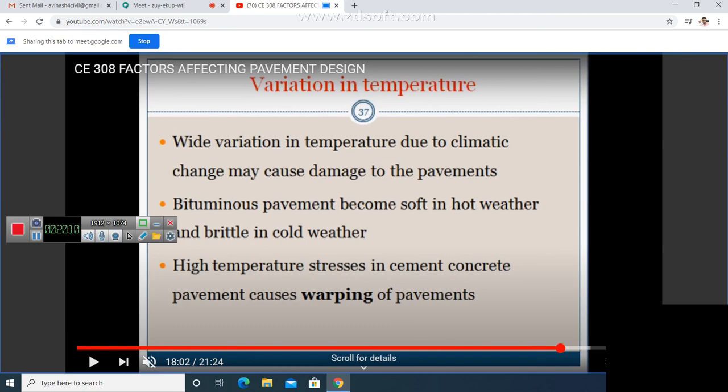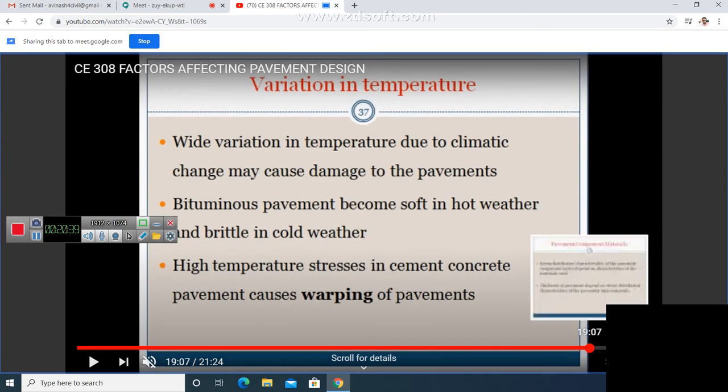Now, variation in temperature. If the temperature has very large variation due to climatic change, it may cause damage to the pavements. The bituminous pavement will become soft in hot weather and brittle in cold weather. High temperature stresses in cement concrete pavement cause warping of pavements. If high temperature stresses are developed, no need to worry. Such temperature stresses we'll be discussing in detail when we go into the rigid pavements chapter.